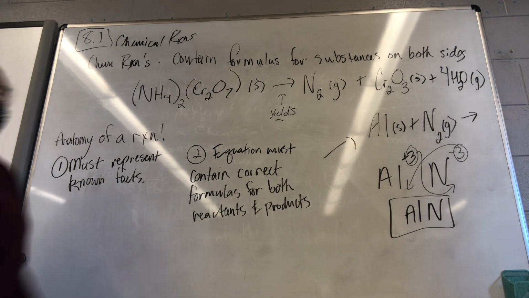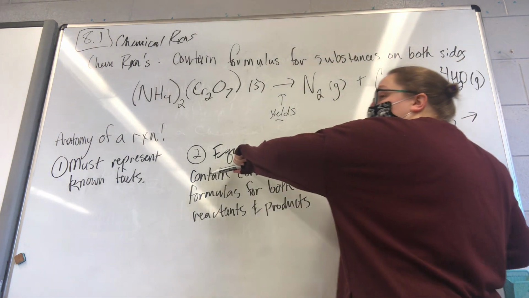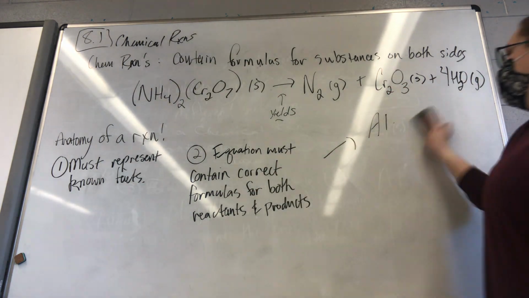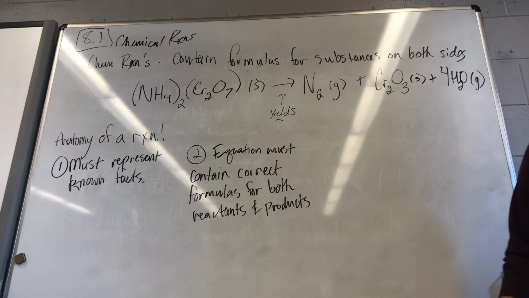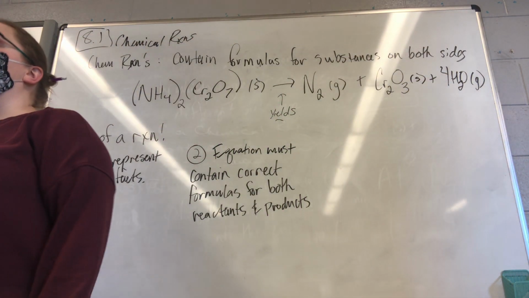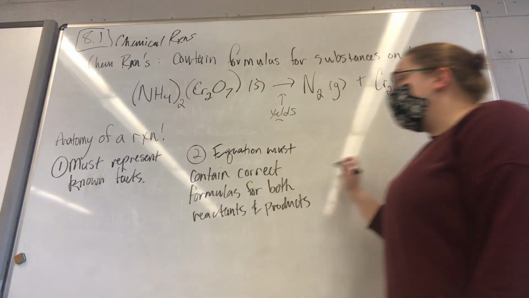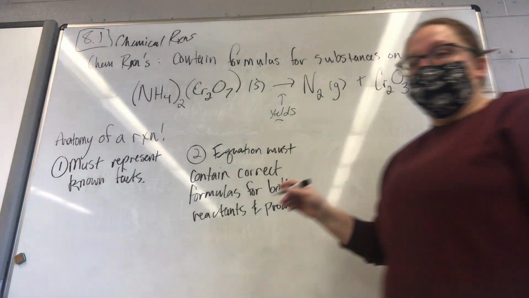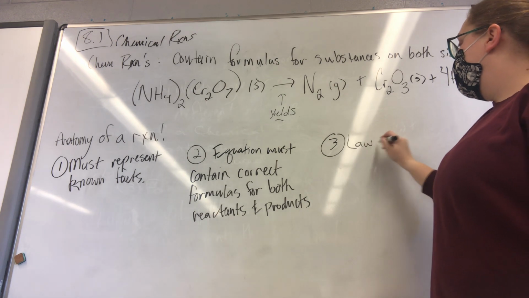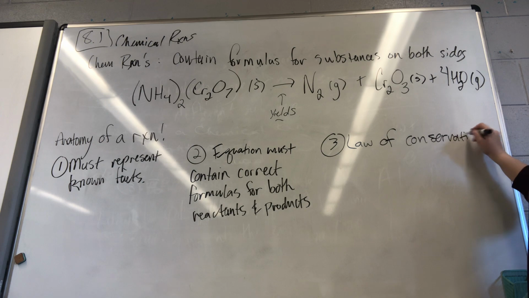Okay? Okay, so that's what we mean when we say the equation must contain the correct formulas for both reactants and products. For the most part, in this chapter, we will be dealing with equations that are given. You would be given the equation, overall, reactants to products, okay? The predicting of things comes later. The next one. The law of conservation of mass must be obeyed.